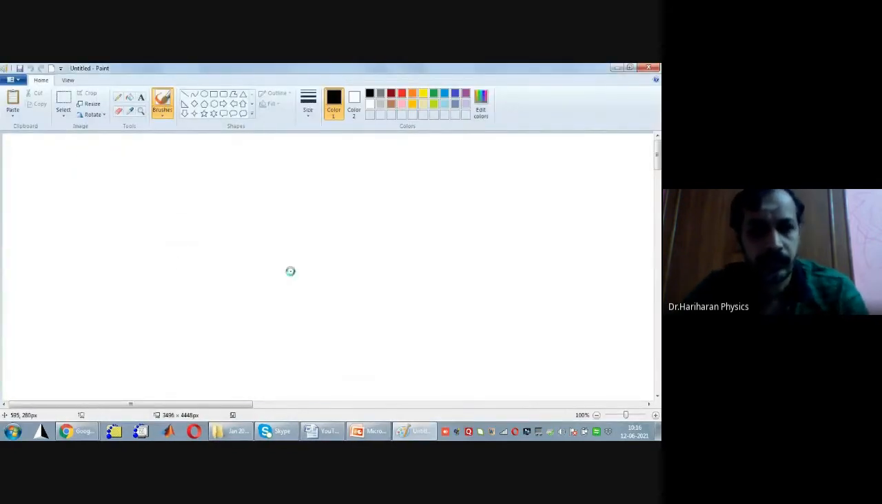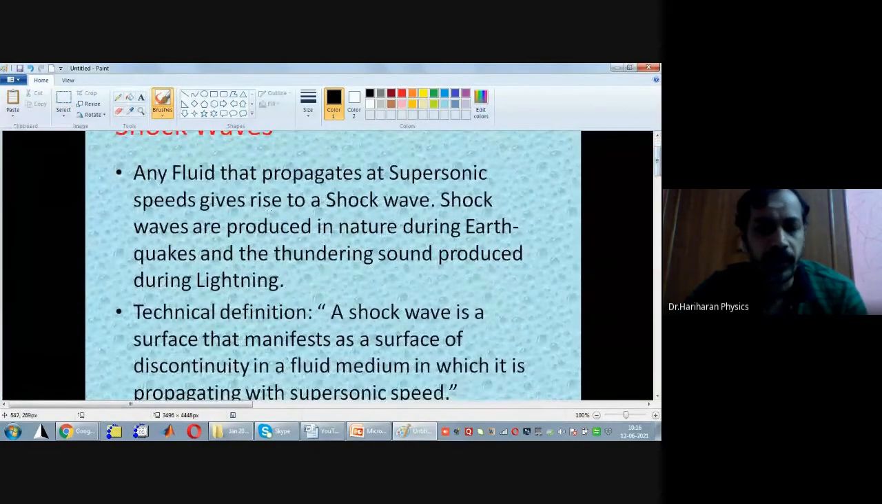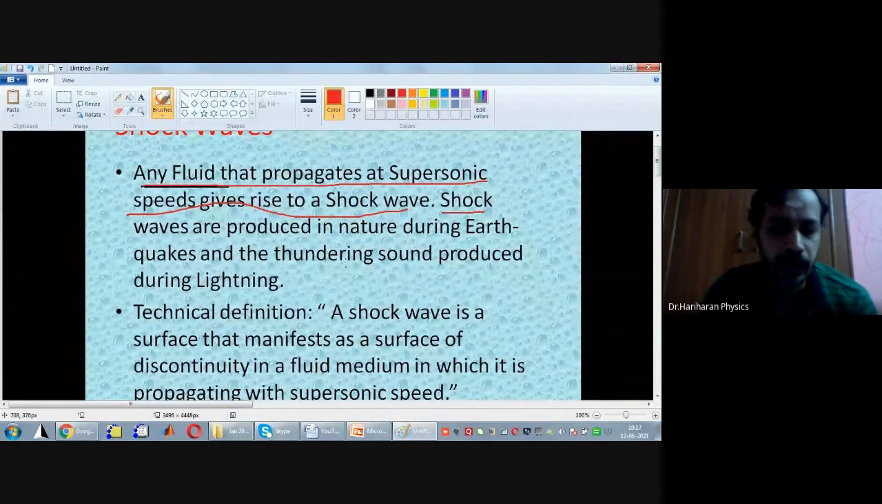Now look here. What are shock waves? Any fluid that propagates at supersonic speeds gives rise to a shock wave. Shock waves are nothing but compressed regions. Shock waves are produced in nature during earthquakes.